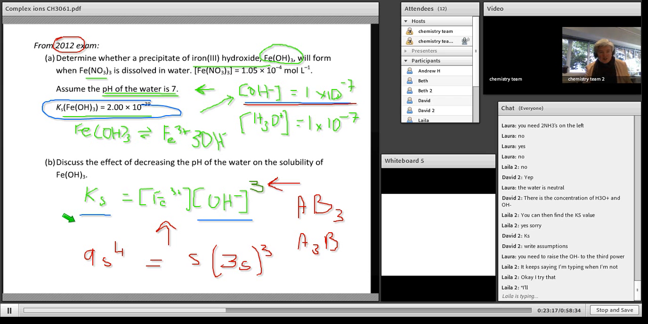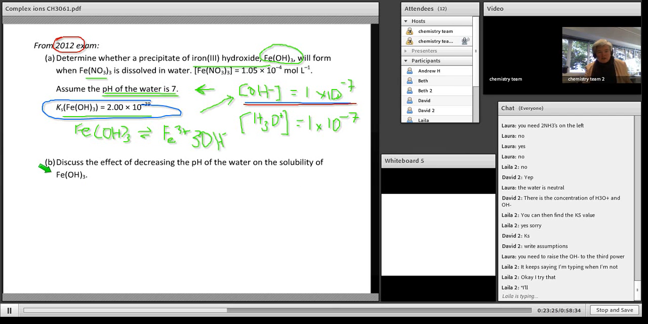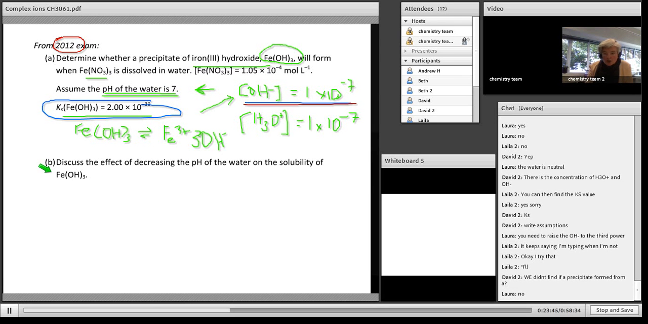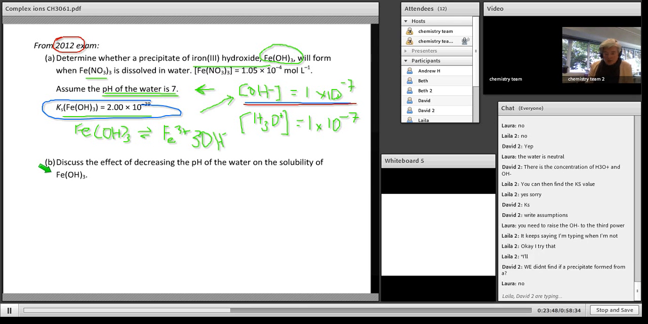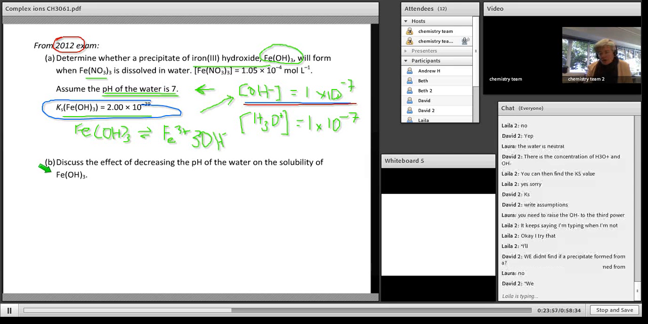What I want to do next, though, in terms of the complex ions, is question B. Discuss the effect of decreasing the pH of the water on the solubility of the iron hydroxide. So first of all, is a complex ion being formed? No. Okay. There are, of course, a lot more complex ions out there than the ones you know. But as far as you're concerned, you're only concerned with those, and you won't be given anything else.